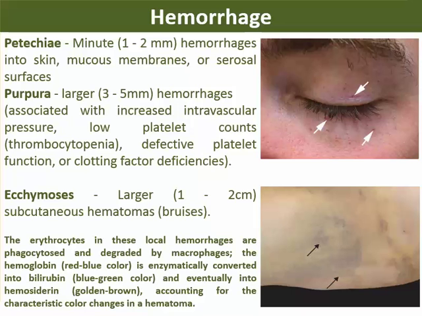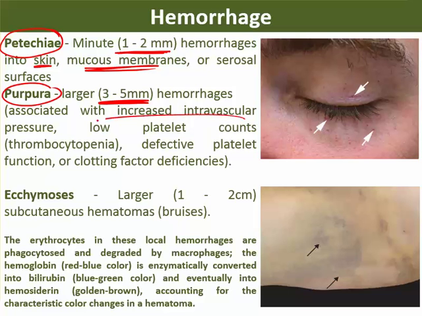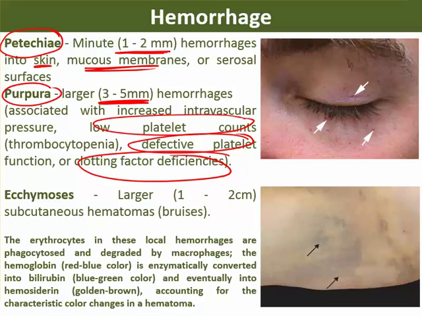There are three types of bleeding names we give. One is called petechiae, very important. It is a small bleeding spot, 1 to 2 millimeter in size, seen in the skin and mucous membrane. Purpura is larger than petechiae, 3 to 5 mm. Why I am telling this is, if anybody comes to you for dental treatment with such bleeding spots, don't do any treatment, because they may have low platelet count, defective platelets, or clotting factor deficiency. Understand? So don't touch the patient.